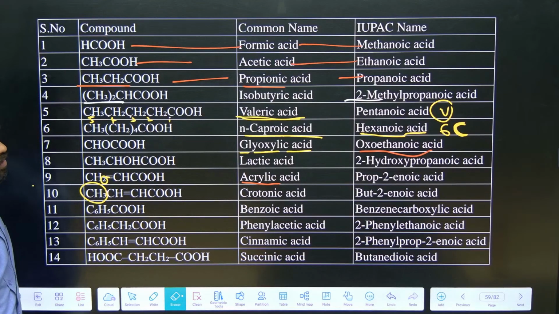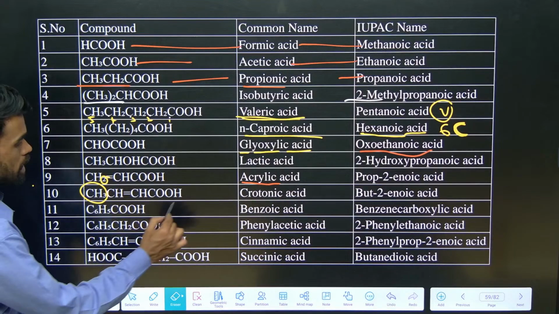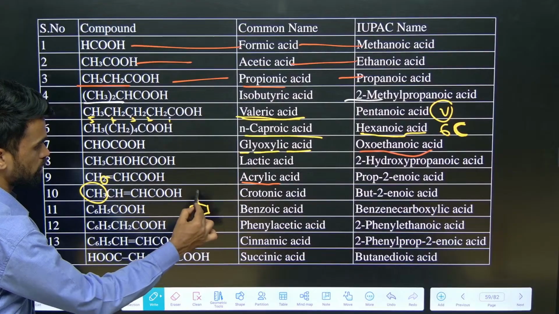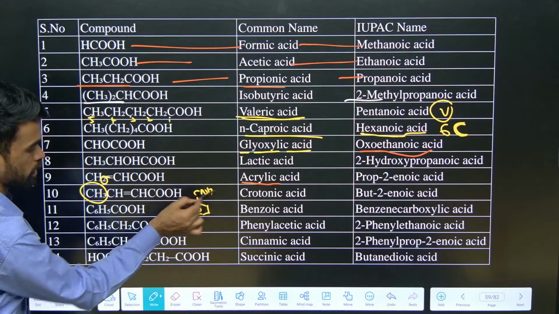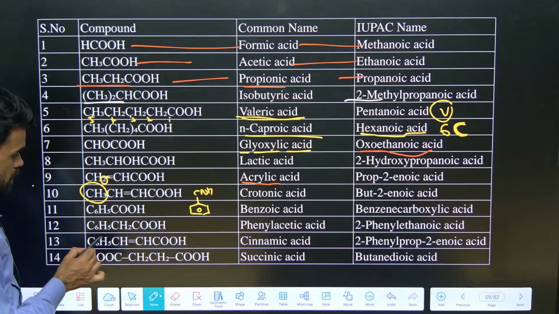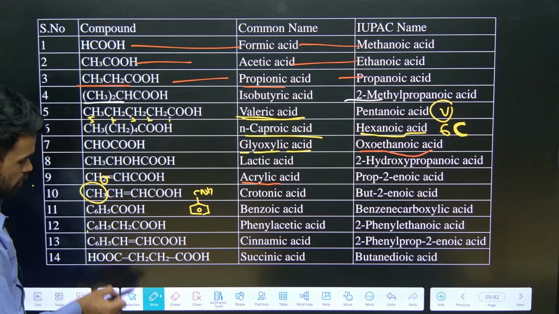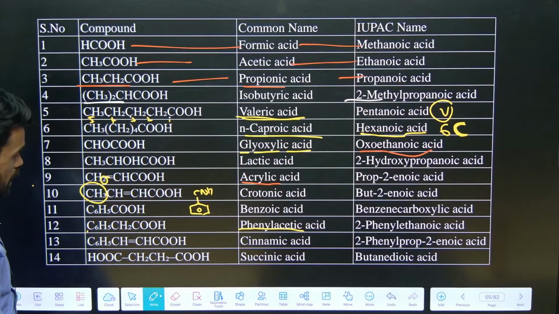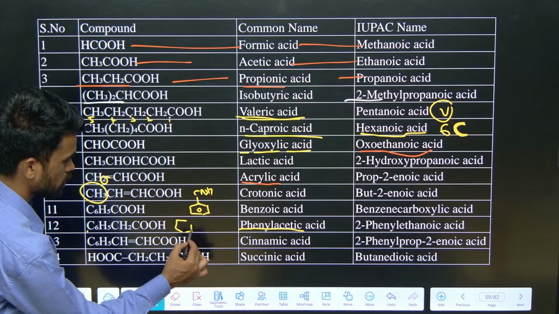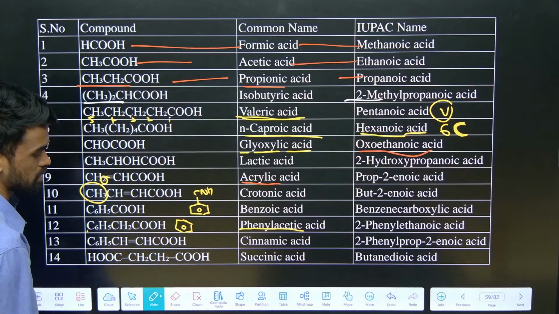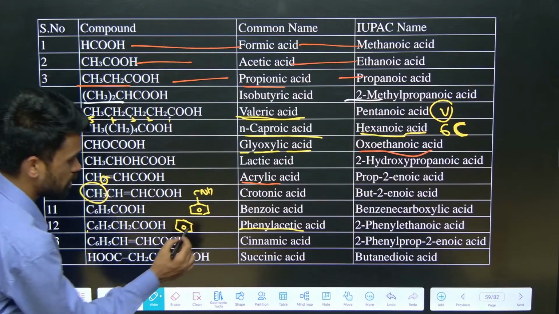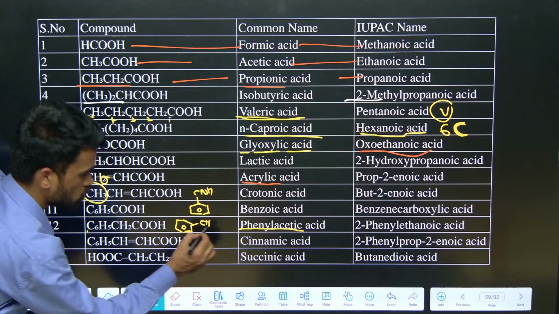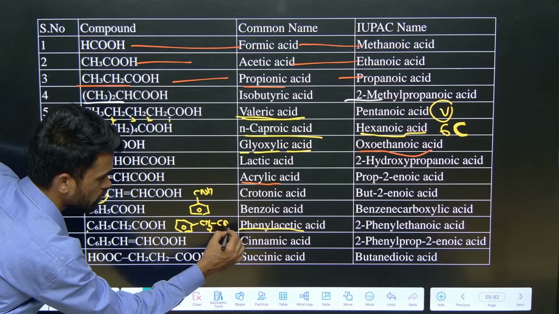Okay, that's it. Next, benzoic acid means on the phenyl ring, on the benzene ring, we have COOH, so benzoic acid. Okay, remember. Next, benzylic acid or phenyl lactic acid here. Okay, so this is different. Phenyl lactic acid means phenyl acetic acid. Phenyl acetic acid or benzylic. See, this position is called the benzylic position. So on this we have COOH.